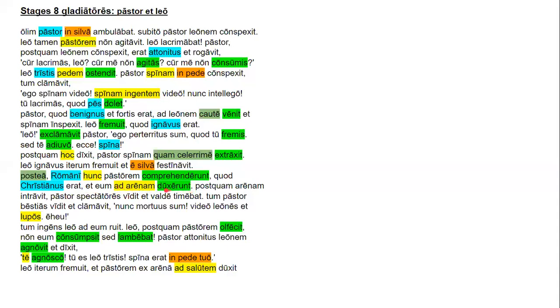This is a perfect tense verb from duco. And notice that it's a third person plural. So it's still going off of the Romani. So the Romani is the subject of both comprehenderunt and duxerunt, and it means they led him to the arena. So let's put it all together. So later, the Romans arrested this shepherd because he was Christian and led him to the arena.